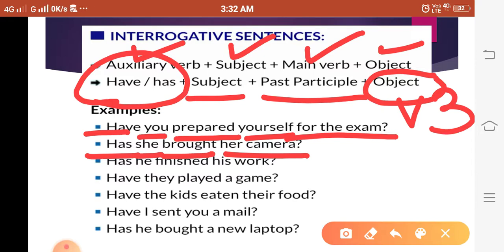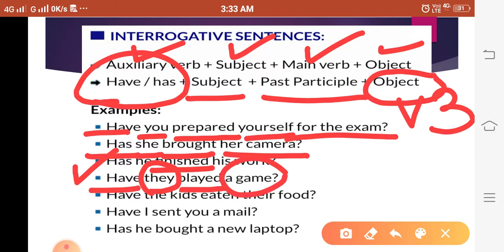Clear? Next, has he finished his work? Finished is third form of the verb finish. Have they played a game? Because we have used have here because the subject they is plural. Then third form of the verb play, a game is an object here. Clear? Now see the next example.